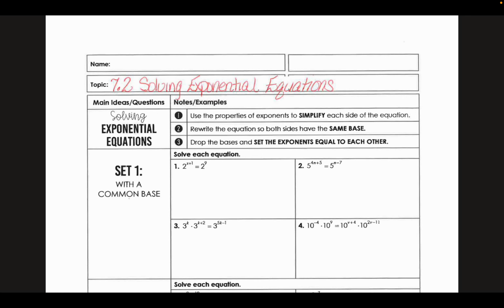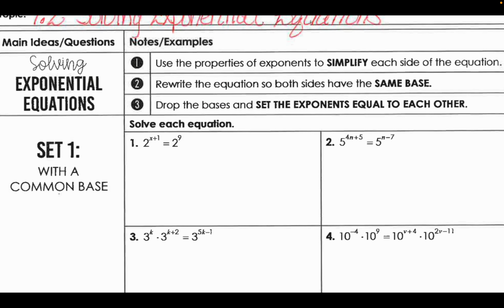Regardless though, you're going to use the properties of exponents to simplify each side of the equation. Rewrite the equation so both sides have the same base as needed, which won't be needed in set 1. And then step 3, once they have the same base, we're going to drop the bases and just set the exponents equal to each other and then solve the resulting equation. So for step 1, problems 1 through 4, we can just skip to step 3, but sometimes you're actually using step 1.